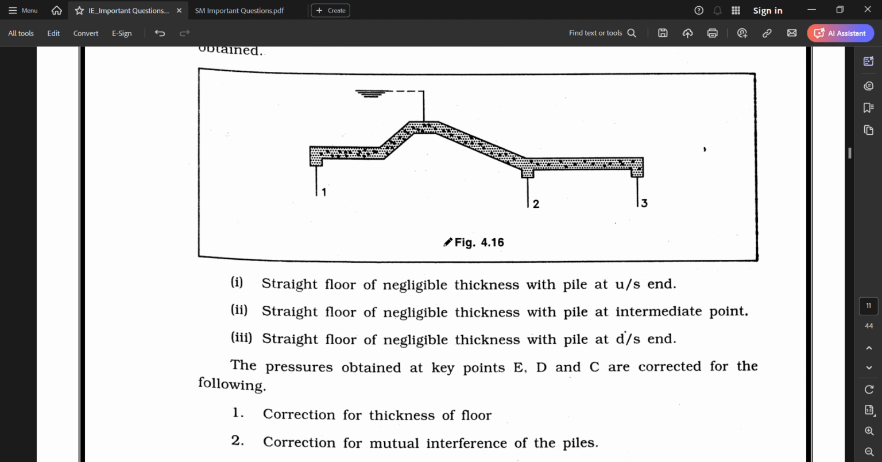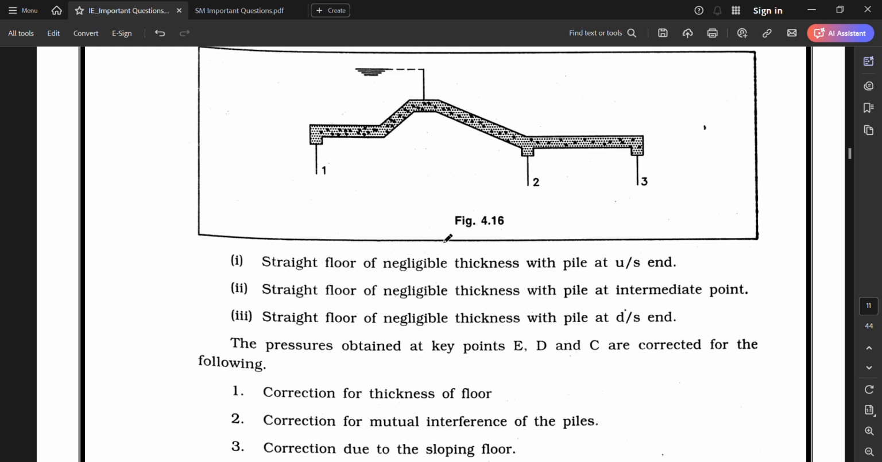First, second and third. First is a straight floor of negligible thickness with a pile at upstream end. Second is a straight floor of negligible thickness with a pile at an intermediate point. And third is a straight floor of negligible thickness with a pile at downstream end.